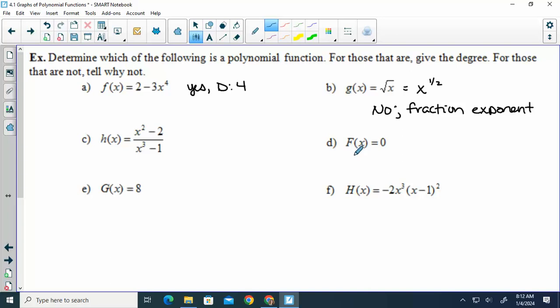Or a variable under the radical would be an okay explanation as well. C is this one. No. Why? Because there's an exponent underneath the denominator. Right, there's a variable in the denominator. That's essentially the equivalent of having a negative exponent, so we know that can't happen.